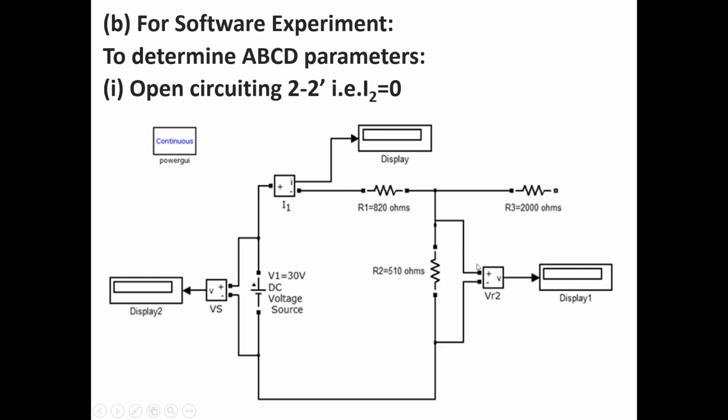And one more voltage measurement is connected across R2, that is 510 ohms, and a display is connected to this voltage measurement. So whatever voltage is measured by this voltage measurement across this resistor will be displayed in this display.